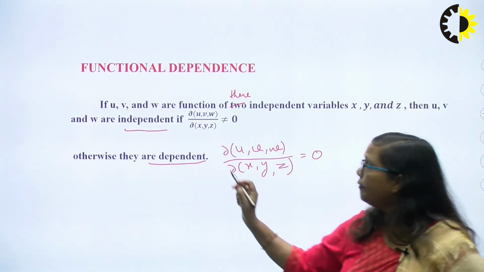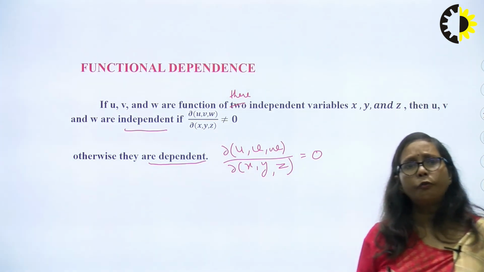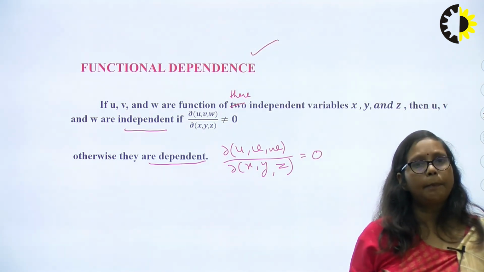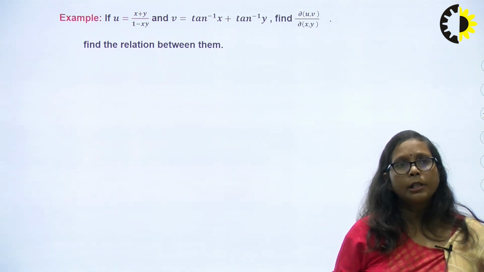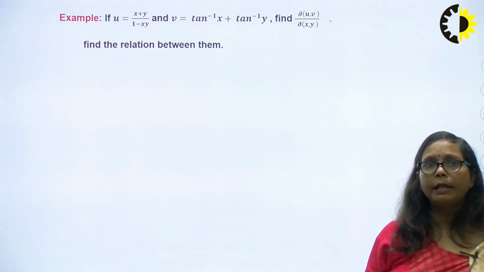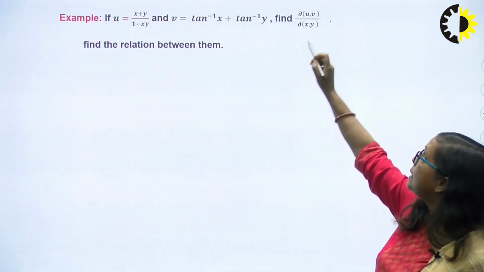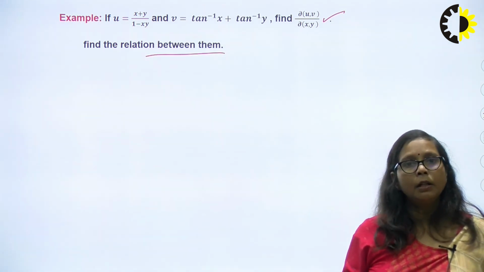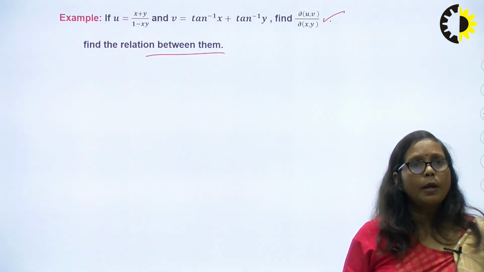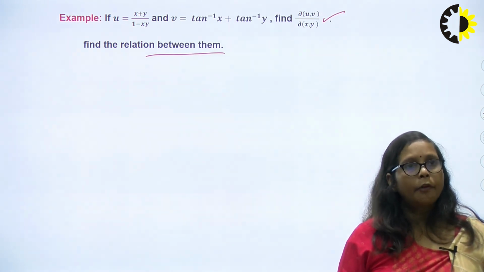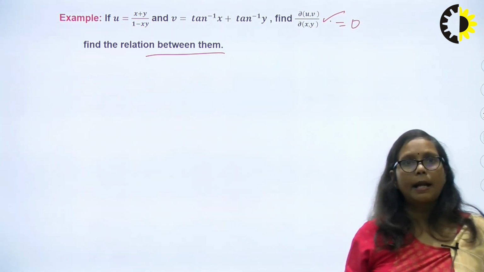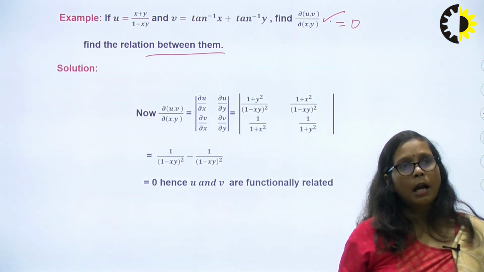So, if your variables are dependent, then you are able to find a relation between them, and that relation means these variables are functionally dependent on each other. So, look at how you prove that these are functionally dependent. The question says that if u equals x plus y by 1 minus xy and v equals tan inverse x plus tan inverse y, find the Jacobian of uv with respect to xy and find the relation between them. We know that a relation exists only when u and v are dependent upon x and y. And for dependency, we need to show that this Jacobian must be equal to 0. Then only we say that u and v are dependent variables.